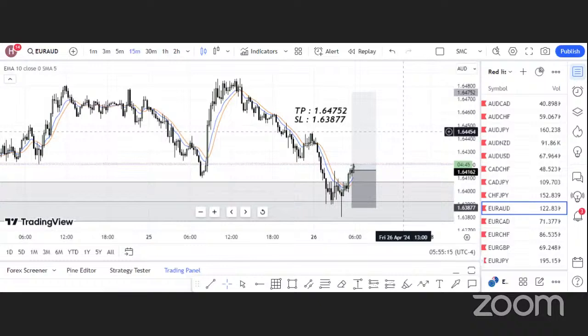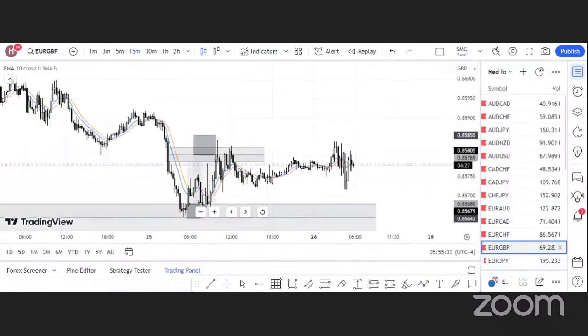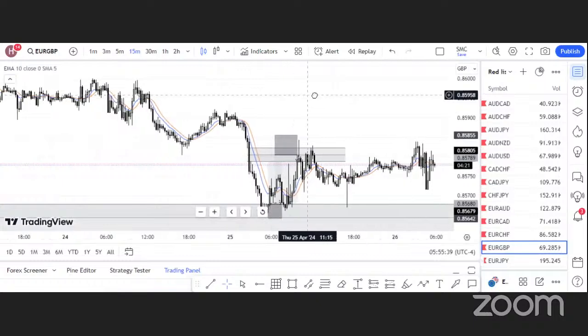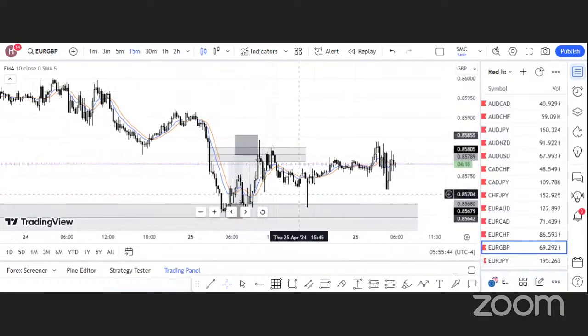Okay, so I believe everyone has set their take profit and their stop loss. Now let's make another analysis. We still have 5 minutes more to the end of our session. So let's make analysis from another pair before we call this today. All right, so we are currently on Euro GBP. Yeah, I think I gave out this signal yesterday.